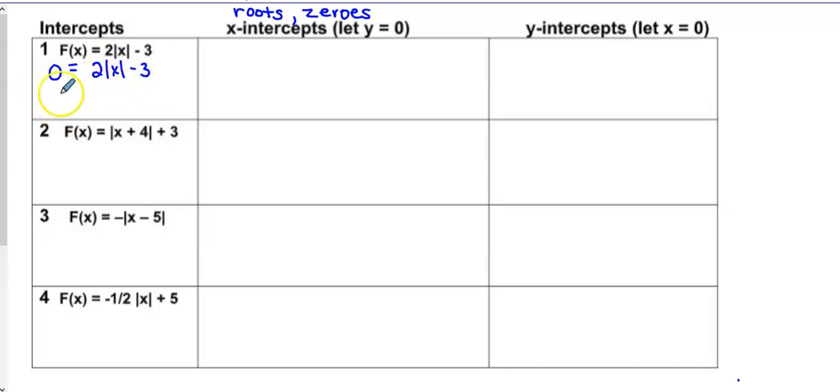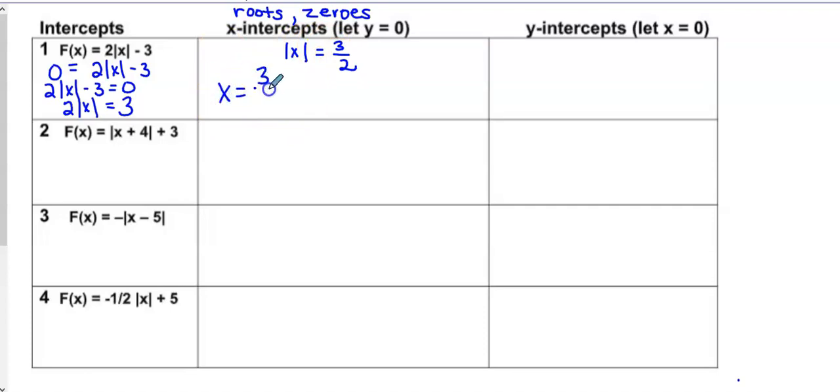Let's turn that around. 2|x| - 3 equals 0. So this is an absolute value equation. What I need to do is get the absolute value isolated and then split it up. So let's add 3 to both sides. That means 2|x| equals 3. Divide by 2. That would give me |x| equals 3/2. And then I would take it out of the absolute value bars, set it up just like I would an absolute value equation.